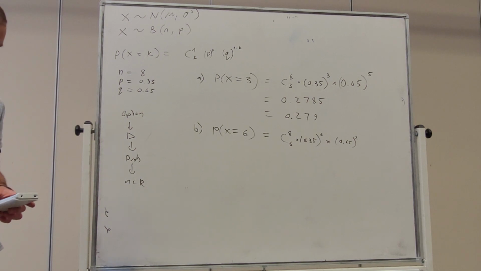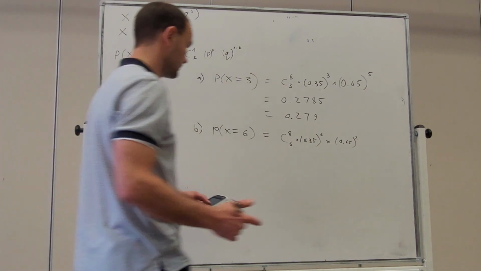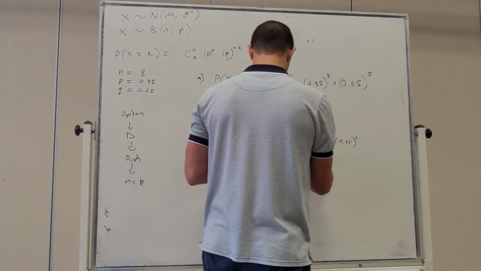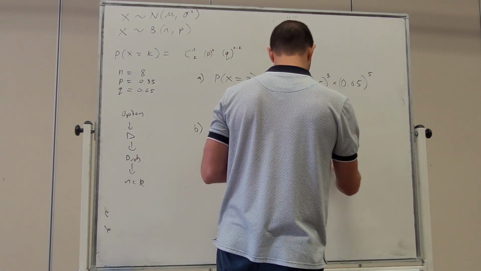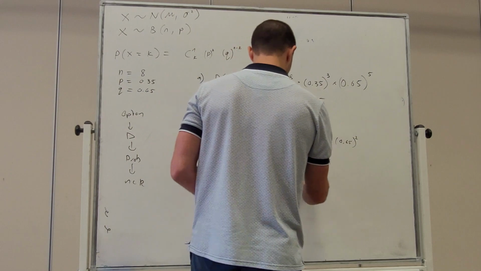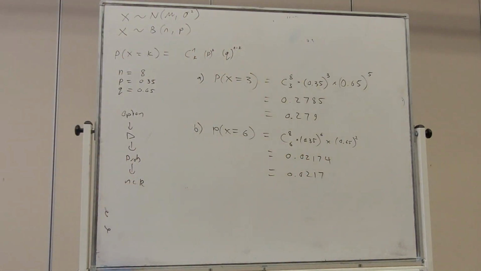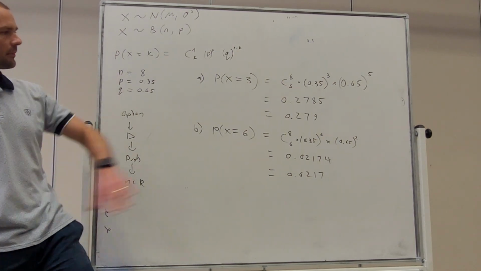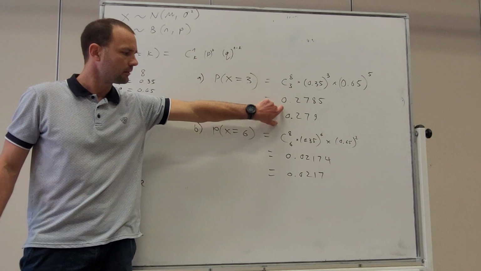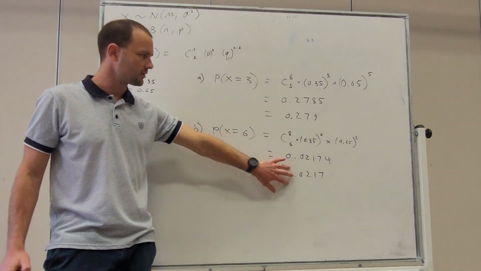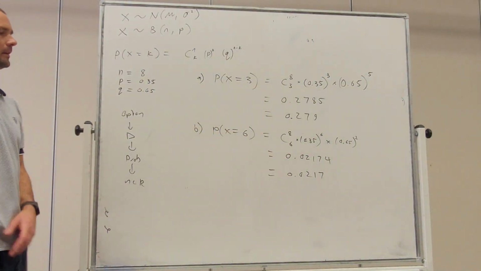So what do we got? 8C6, 0.35 to the power of 6 times 0.65 squared. Okay, so you can see it's far more likely from 8 apples that we have 3 that are rotten compared to having 6. It's almost over 10 times more likely.